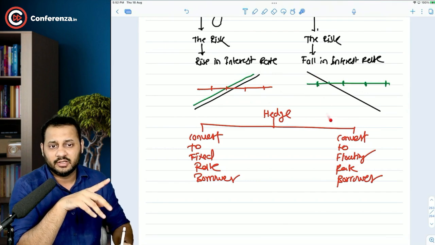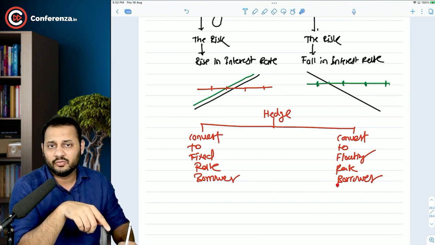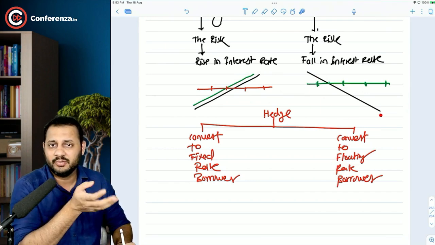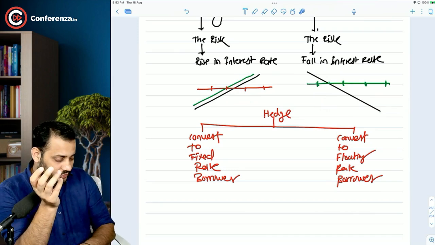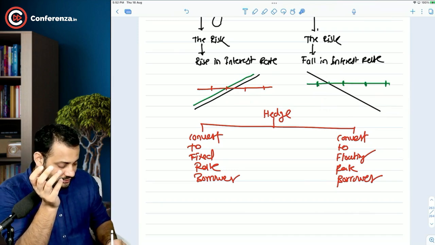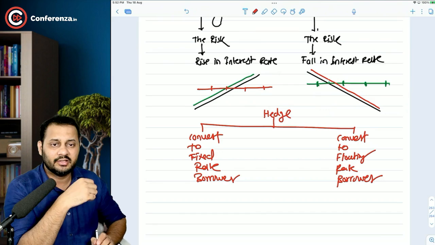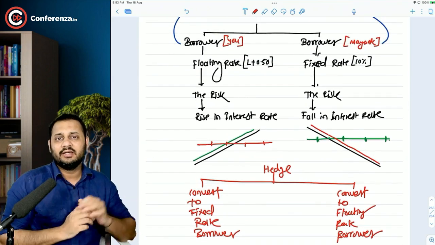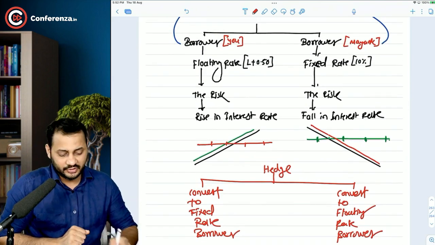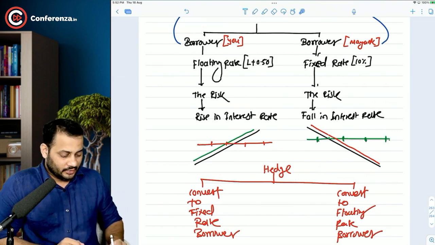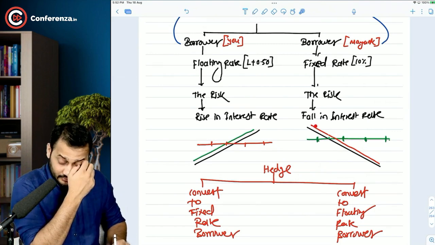And to this person, convert to floating rate borrower. Floating rate means whatever the interest rate will be, he will be paying that. So to the floating rate borrower, once he converts himself, he will be paying the interest in this manner. So the red line indicates what will happen after conversion. You can clearly see that the red line is going down.